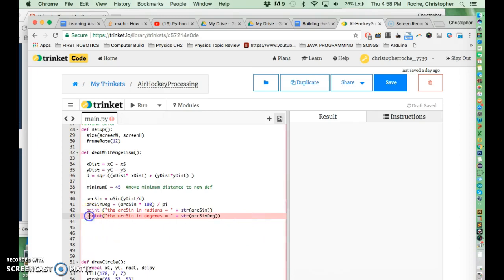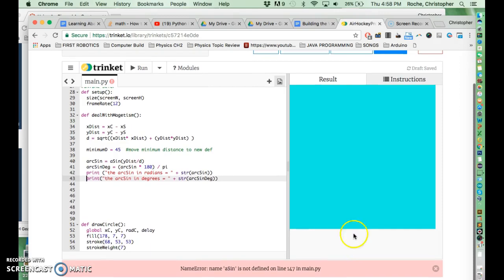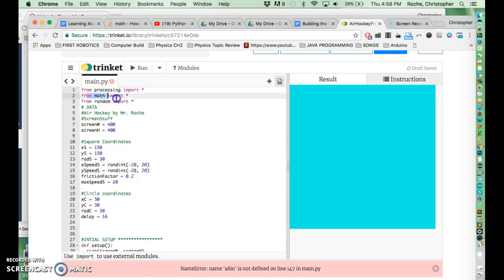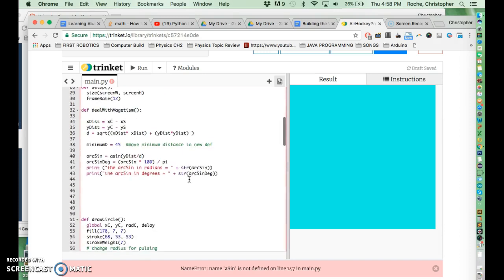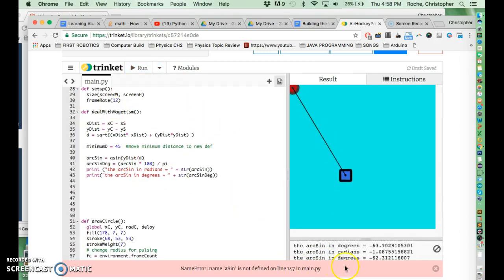See if it's happy. It's not going to be happy because of that. Now it's going to be happy, hopefully. Oh, it doesn't know what this is. Okay, I think that's the thing. Sorry, that comes from math. Let me see if it'll run now. There it is. It's happy.